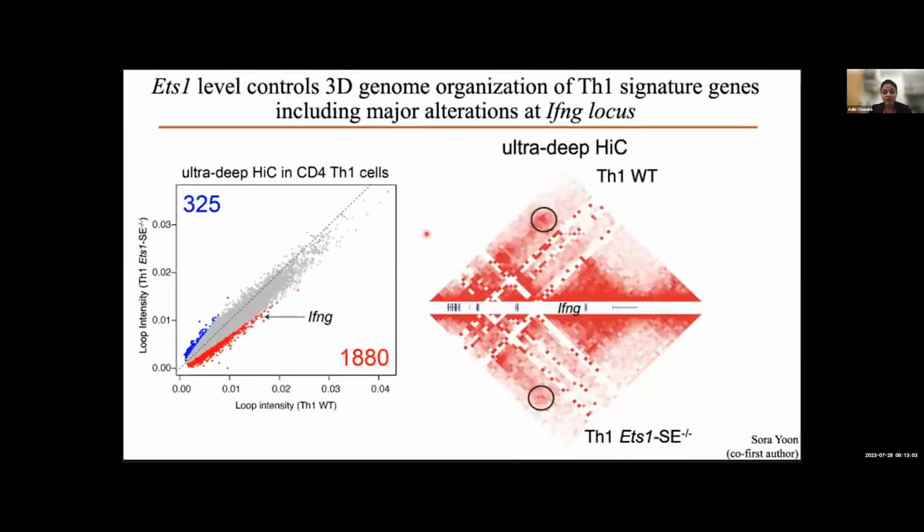When we studied genome-wide chromatin folding, we also observed that there is a significant loss of loops in the knockout mice in Th1 cells compared to wild type, which is exemplified here at the IFN gamma locus, where we see a strong loop forming at the IFN gamma locus in wild type cells, which disappears completely in the knockouts.